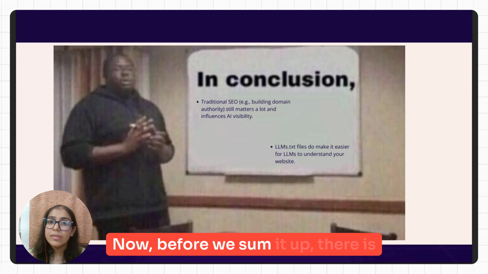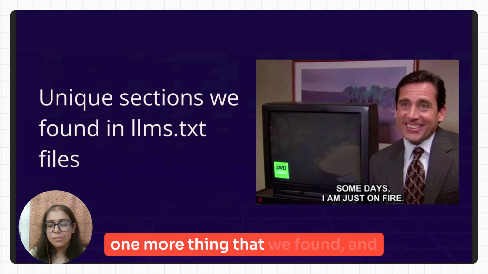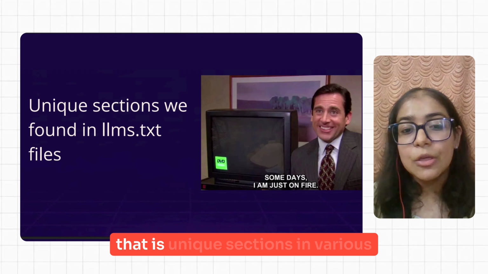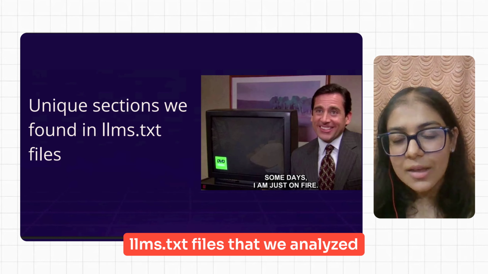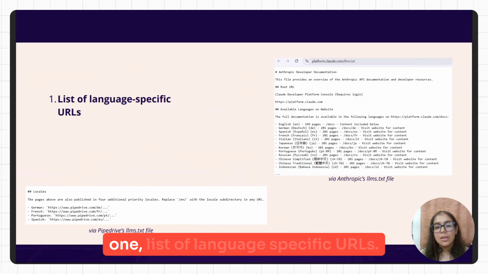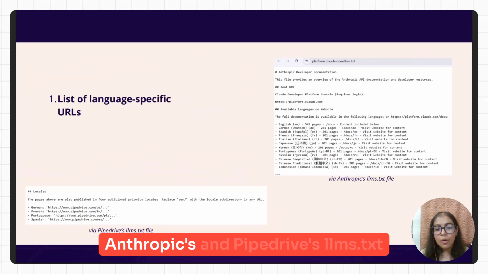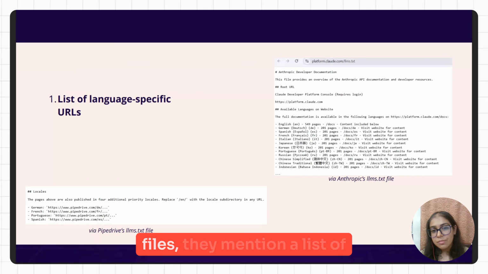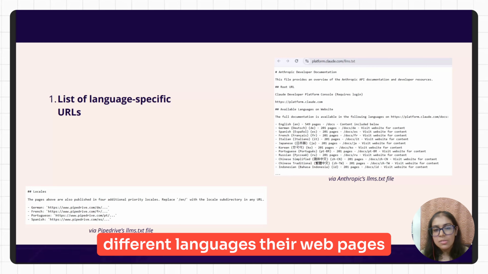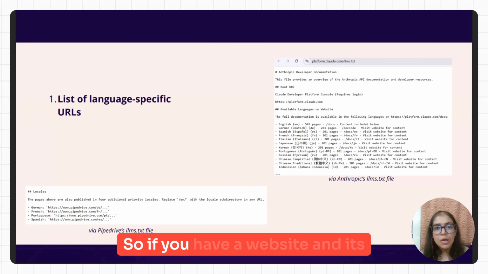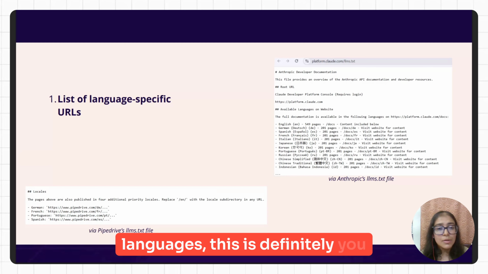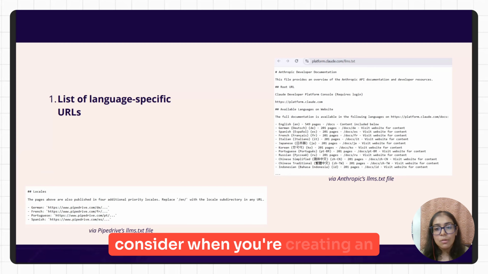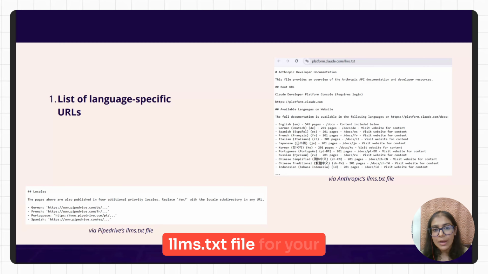Now, before we sum it up, there is one more thing that we found, and that is unique sections in various llms.txt files that we analyzed during this research. Number one, list of language specific URLs. Tropics and Pipedrive's llms.txt files mention a list of different languages their web pages are available in. So if you have a website and its contents are available in different languages, you can definitely consider this when you're creating an llms.txt file for your brand.